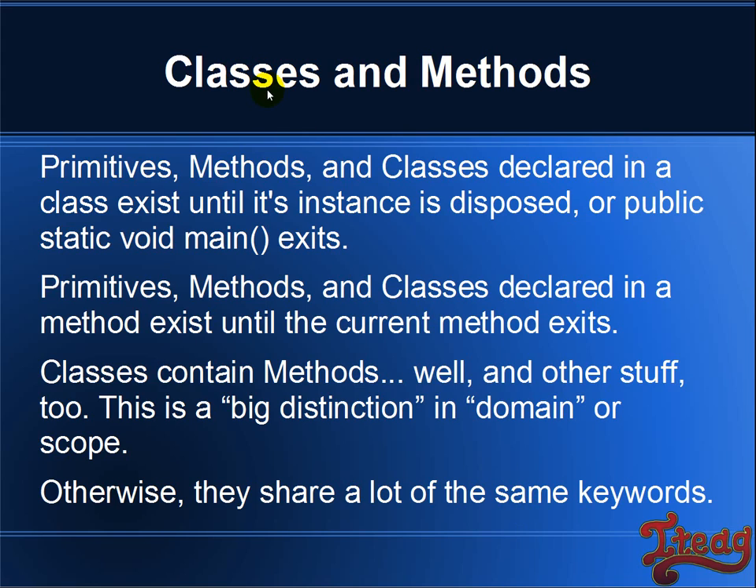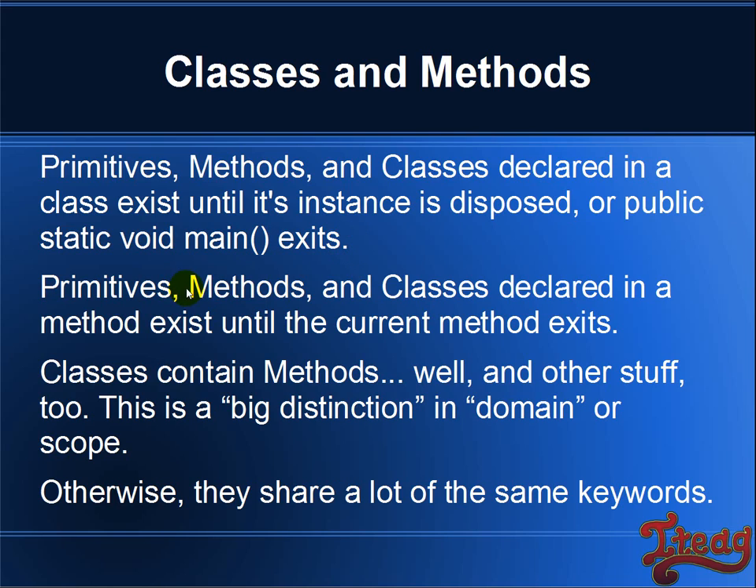Classes and methods, they share a lot of the same keywords. But there's a big thing. Classes are meant for the heap, or the static part of the heap, and methods are meant for the stack. So yeah, go figure, because classes are data and methods are actually working with it. So primitives, methods, and classes declared in a class exist until its instance is disposed of off of the heap, or public static void main exits, which is out of the stack. But it's the biggest part of the stack because it is your program. Go figure.